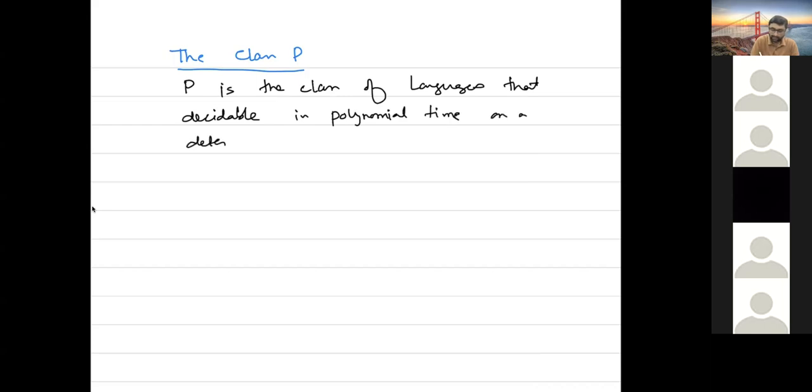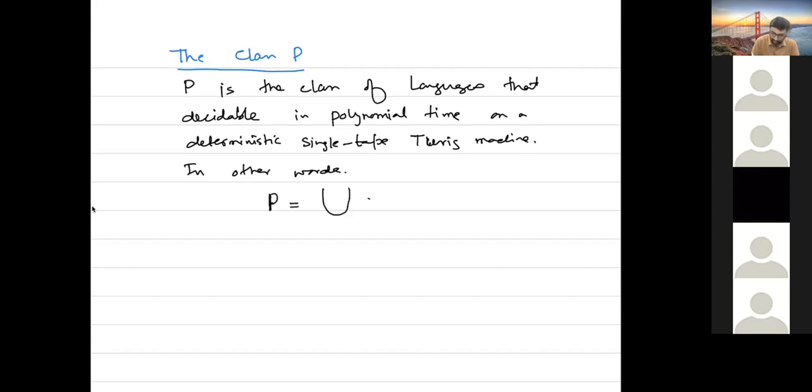On a deterministic single tape Turing machine. In other words, we can define it mathematically. We say that P is a class which is the union of TIME of n power k, where k is just an integer. This is the definition of the class P.